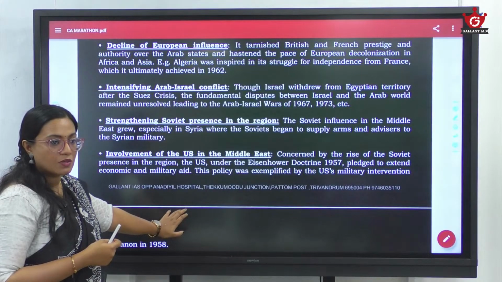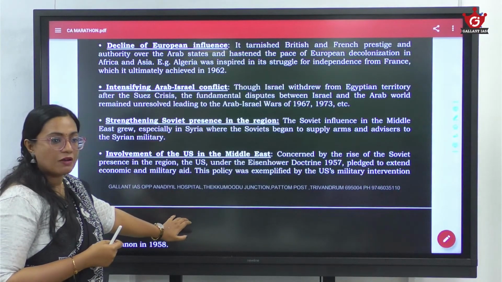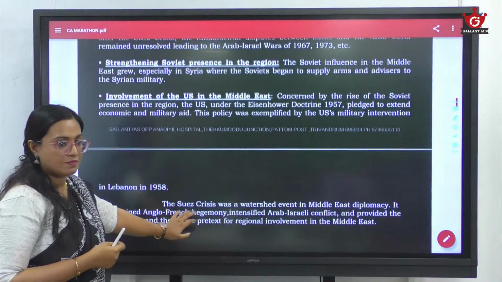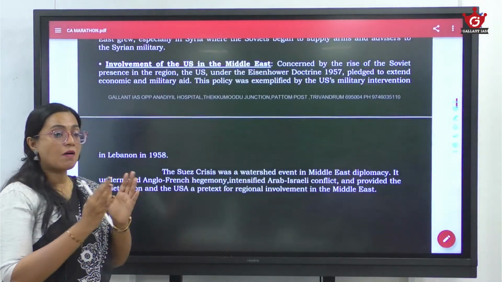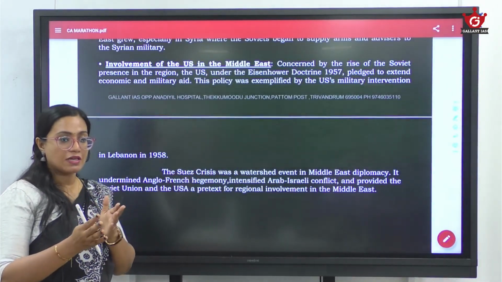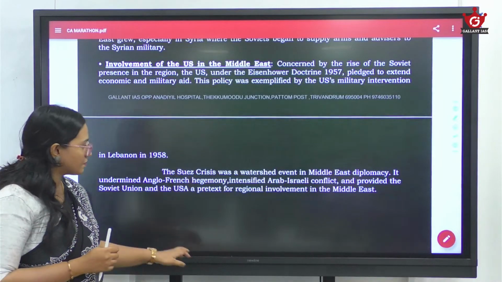Okay, so this should be written in bullets. When you have more points, write it in bullets. When you have two parts of the question also, write it in bullets, okay, under different subheadings.